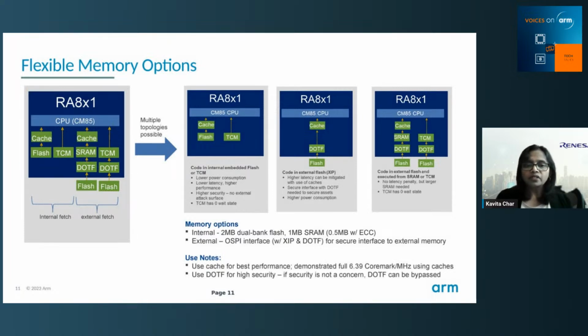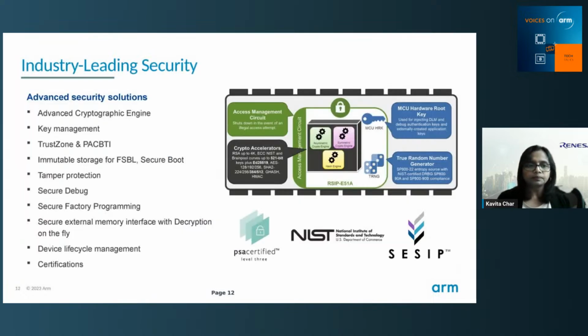And these graphics that you see here show some of the ways that these flexible memory options allow our customers to build their applications. Customers have the freedom to use the internal flash accelerated with the caches to get the best performance, or they can run the code through TCM. They could also opt for external memory, where the code is in external flash and can be brought in securely using the decryption on the fly and then executed on the Cortex-M85 core. They can also bring in this code from external flash into TCM and operate from the TCM. So there's a lot of flexibility in the ways that you can use all of the configurations that are possible with these devices.